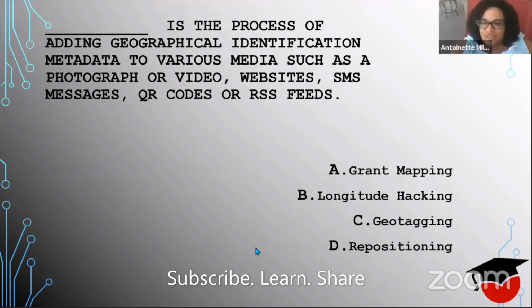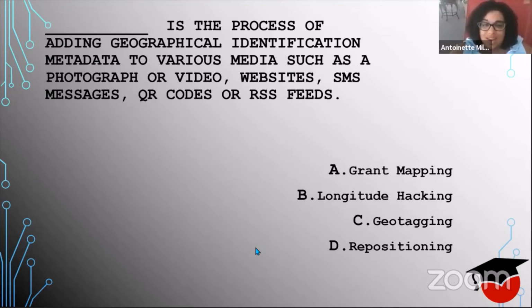All right, so we've got to fill in the blank here, which is definitely common in the testing room. I've seen this way too many times. So pick which one is correct and then see which one matches this definition. What is the process of adding geographical identification metadata to various media, such as pictures, video, websites, text messages, QR codes, RSS feeds, whatever it is? Which one of these is going to tag it with the geographical identification data?